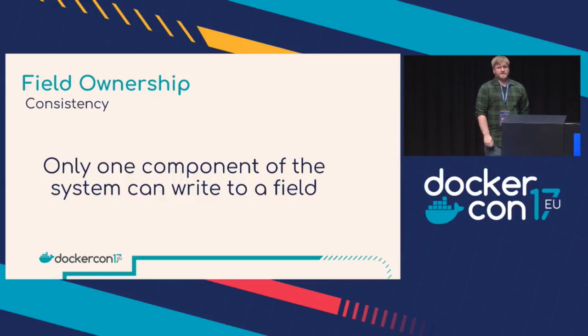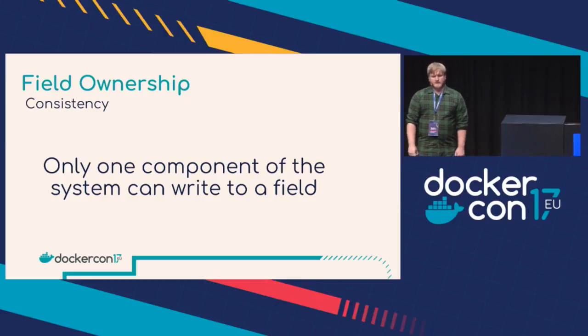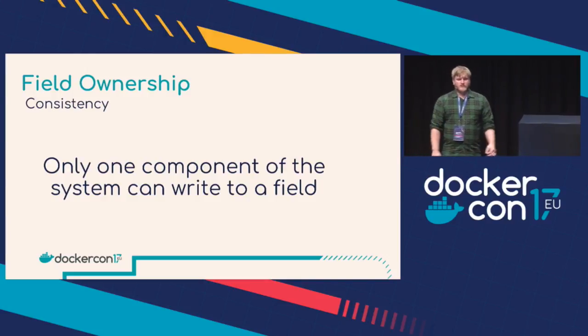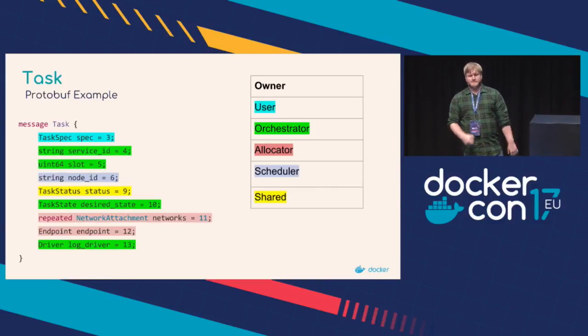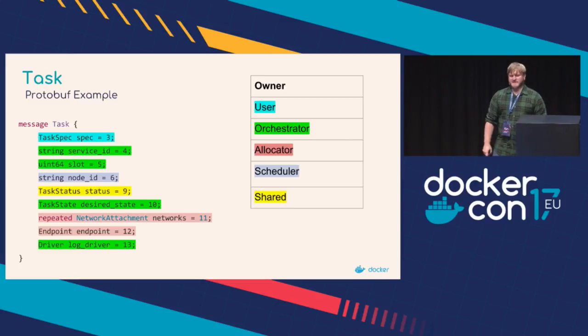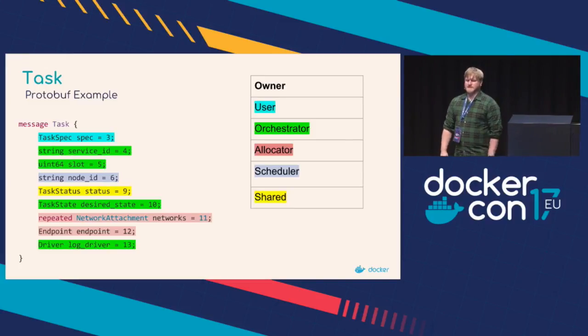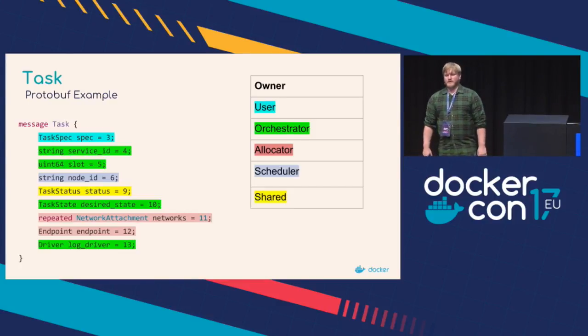Now, field ownership is a really, really important part of the consistency within SwarmKit. And the idea is that only one component of the system can write to a field at a time. What does that mean? So this is an eye chart, but look at the colors. The colors are very important. So on the left we have the actual message task, and then on the right we have the owner of that field.